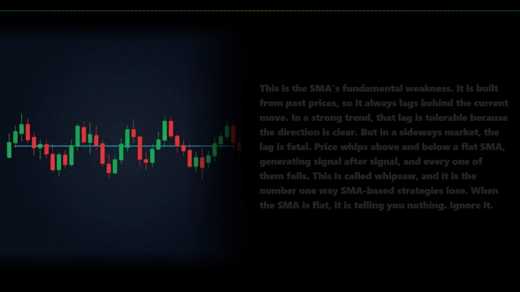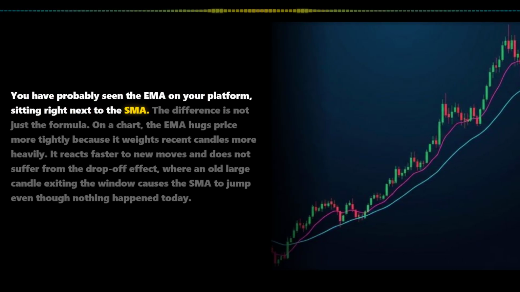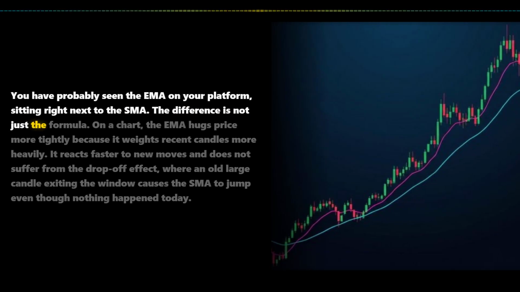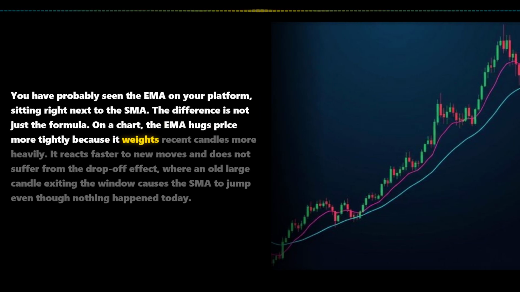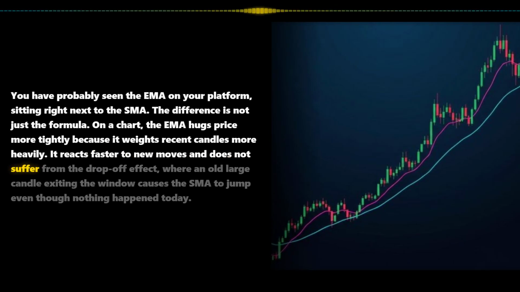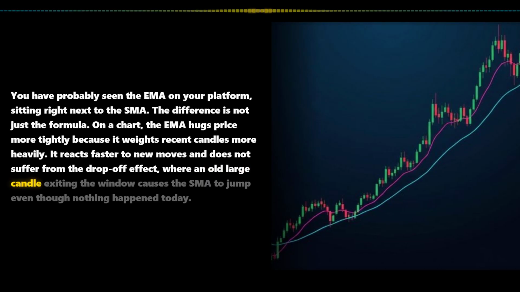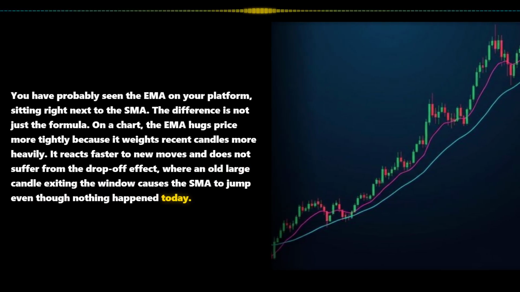Ignore it. You have probably seen the EMA on your platform, sitting right next to the SMA. The difference is not just the formula. On a chart, the EMA hugs price more tightly because it weights recent candles more heavily. It reacts faster to new moves and does not suffer from the drop-off effect, where an old large candle exiting the window causes the SMA to jump even though nothing happened today.